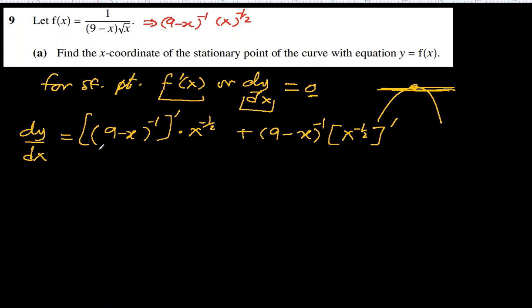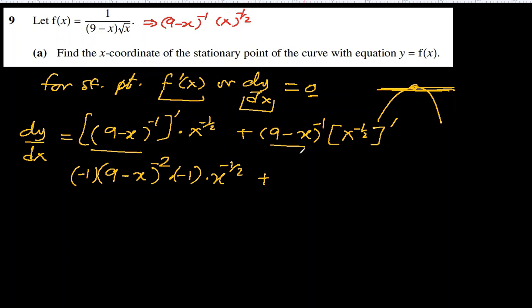multiple. So let's differentiate 9 minus x to the power minus 1. Minus 1 becomes the coefficient. Because it's power of a function, the exponent goes down by 1, becomes minus 2, and multiplied further by the differentiation of what is inside. 9 minus x, 9's differentiation is 0, minus x's differentiation is minus 1. X to the power minus half was already here, plus, okay, we don't touch this, so 9 minus x to the power minus 1, but we will differentiate x to the power minus half.